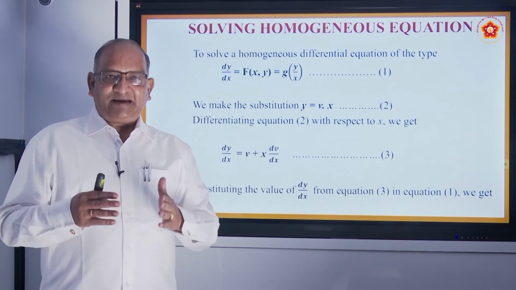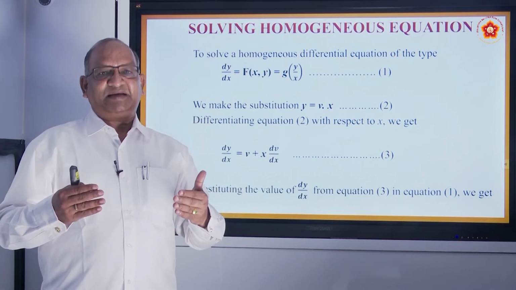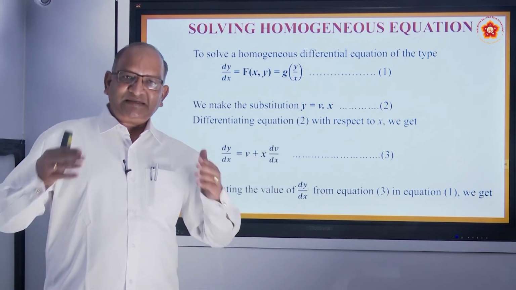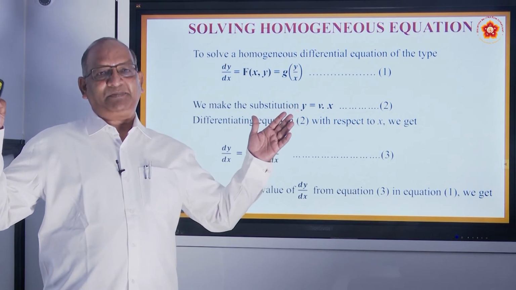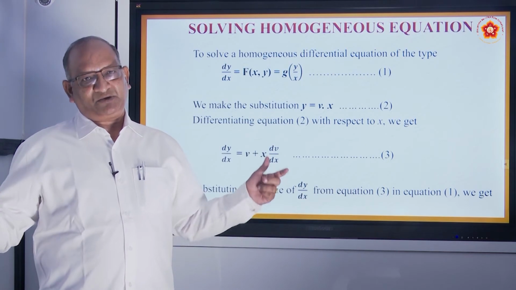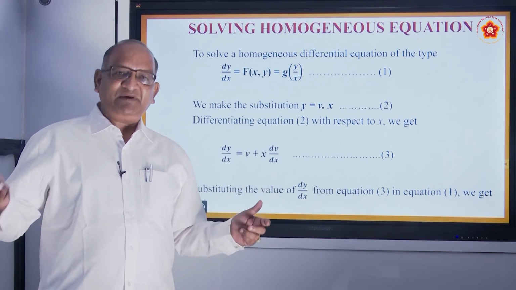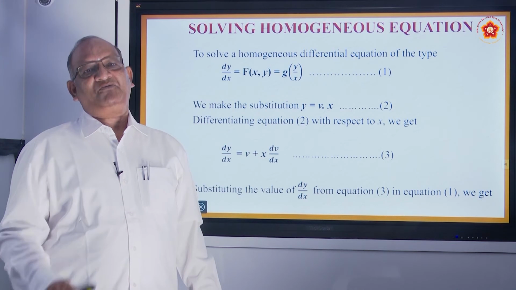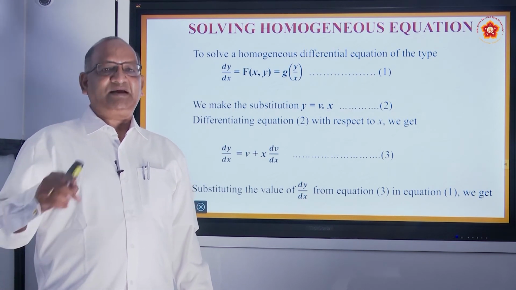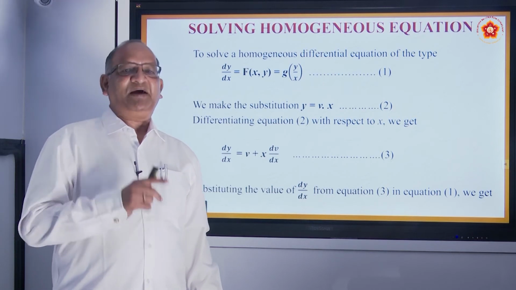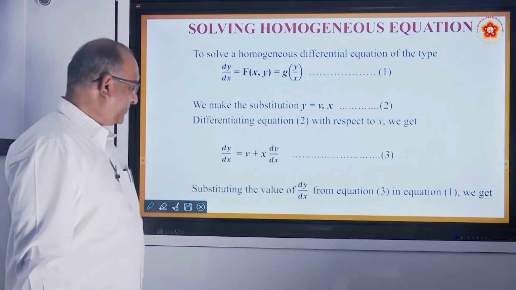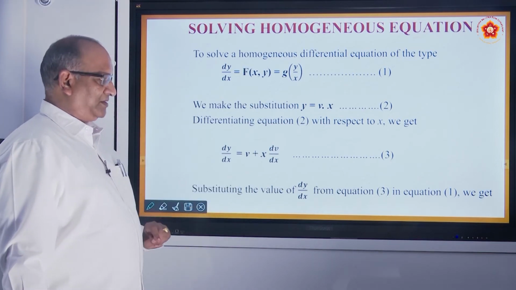And then you will find that after 1 or 2 steps of simplification, it automatically gets separated into variable separable type. And once it gets separated into variable separable type, we integrate both sides with respect to x, and finally we will substitute back the value of v. If y is equal to vx, v is equal to y by x. So we will substitute the value of v in the end, and we get the answer. So this is how we do it.